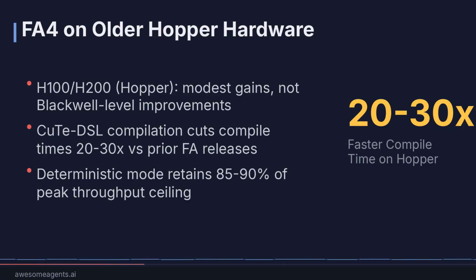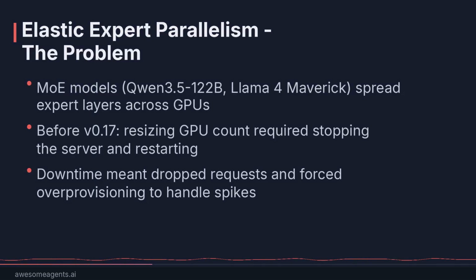That's a serious number. Does this help people who aren't running the newest, most expensive Blackwell hardware? It does help on older Hopper hardware like H100 and H200, just less dramatically. The main benefit there is actually compile time. FA4 cuts it by 20 to 30 times compared to earlier versions.